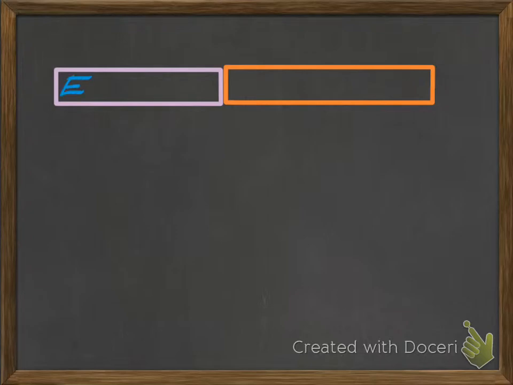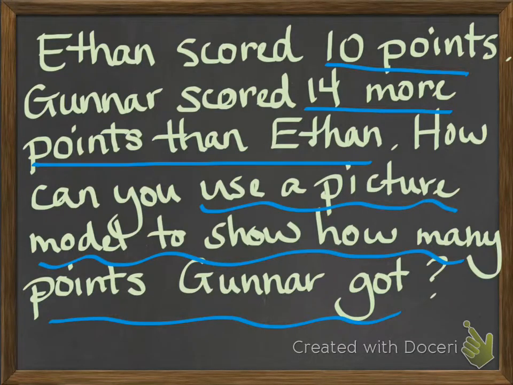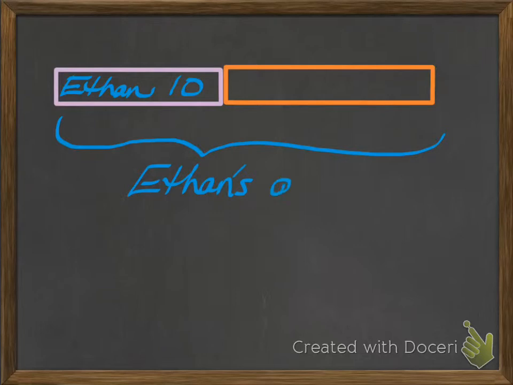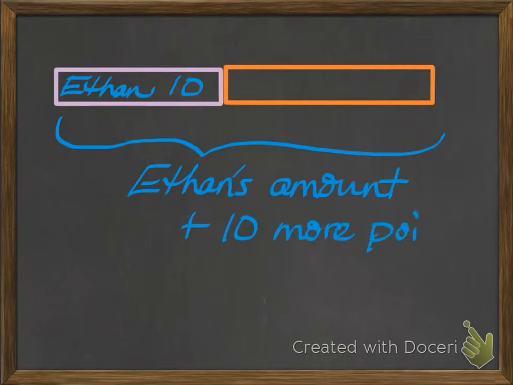So Ethan got 10 points. Let me double check that. Yep, Ethan got 10 points. And then Gunnar got 14 more. So I know that Gunnar's going to have the amount that Ethan has plus 10 more. Oh, excuse me. So it's not 10 more points. It's 14 more points.